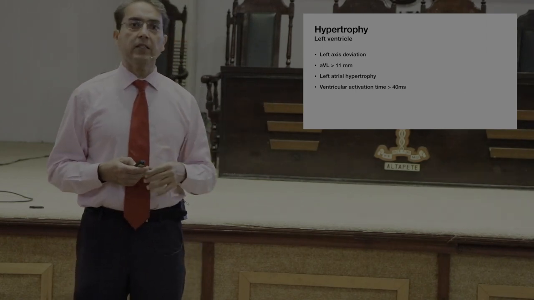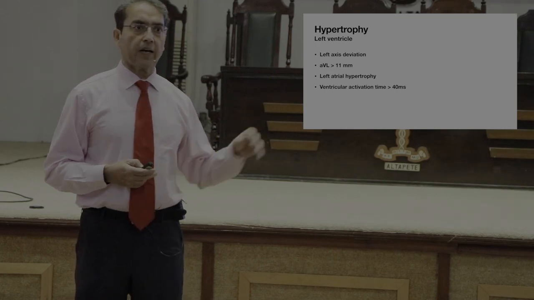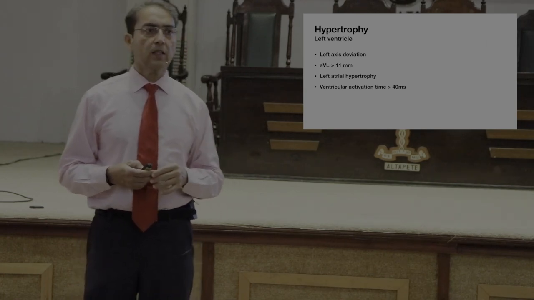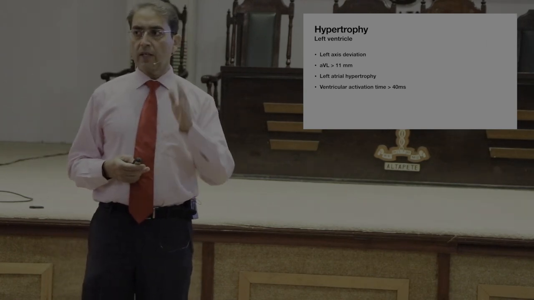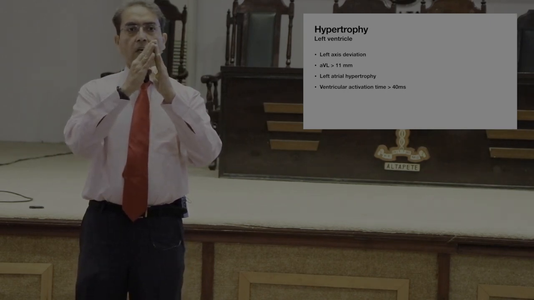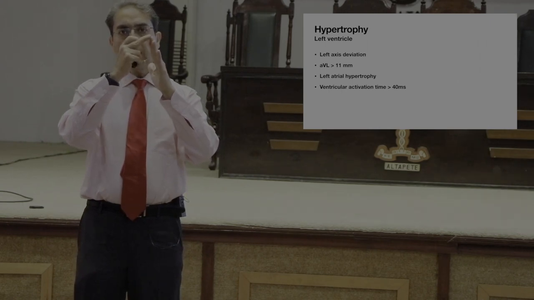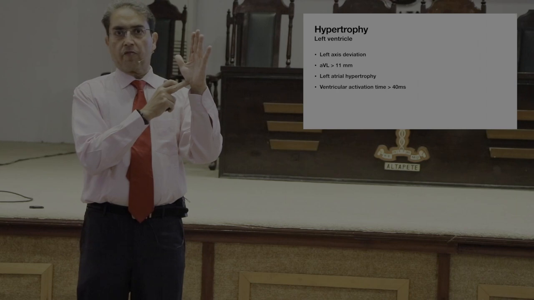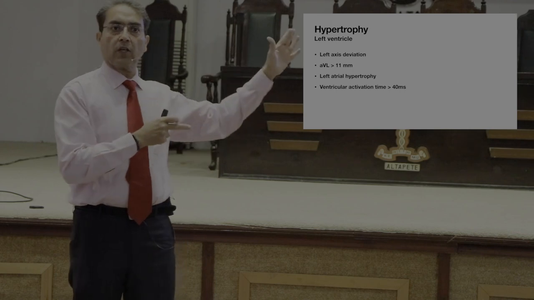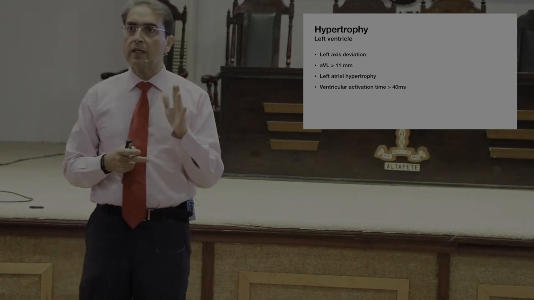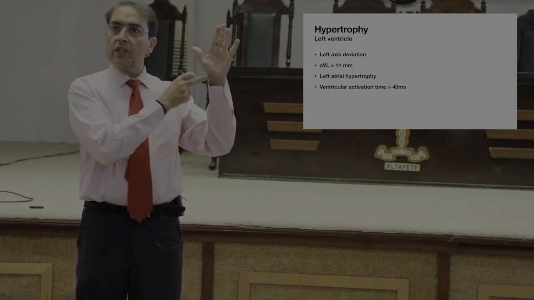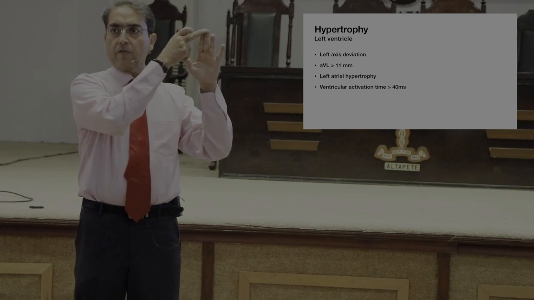It's also called intrinsicoid deflection. The ventricular activation time or intrinsicoid deflection, what does it indicate and how do we see it? Have you seen an ECG? There's an upstroke in the QRS, then the downstroke. So we see if the start of the R wave and the peak of the R wave, the distance between the two, is more than 40 milliseconds. This is called increase in intrinsicoid deflection. This is intrinsicoid deflection: the distance between the start of the R wave and the peak of the R wave.